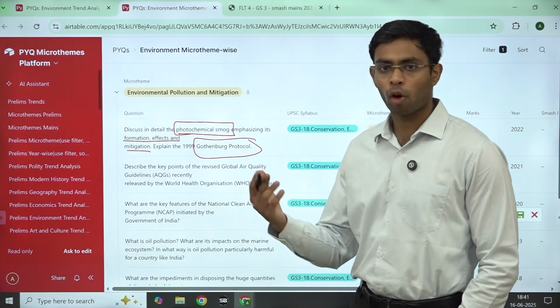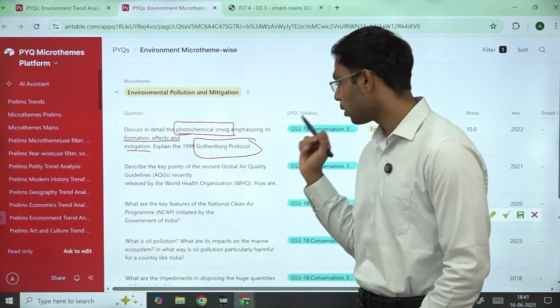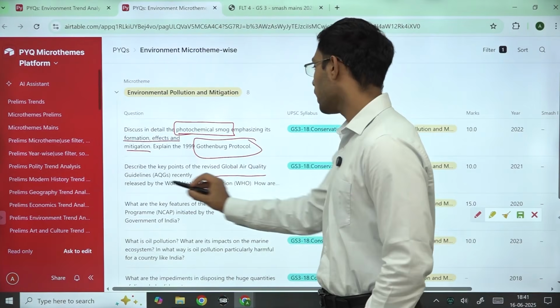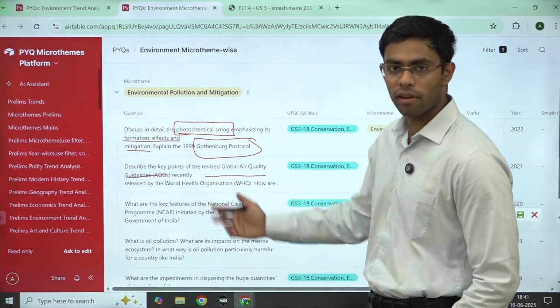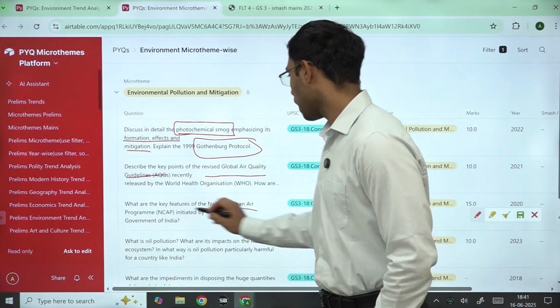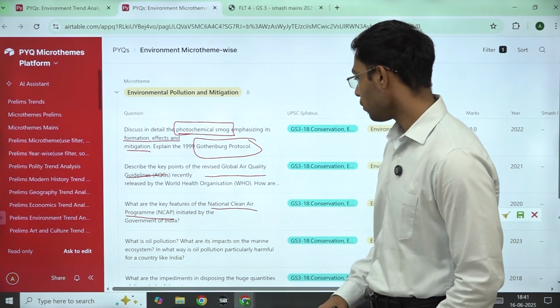And then you obviously will prepare how to mitigate that and what the conventional protocols are, etc. on that. Okay? Look at this again. Revised global air quality guidelines. This must have been in the current affairs at that time because it's revised, right? National Clean Air Program. Again, some initiative must have been in the news, right?